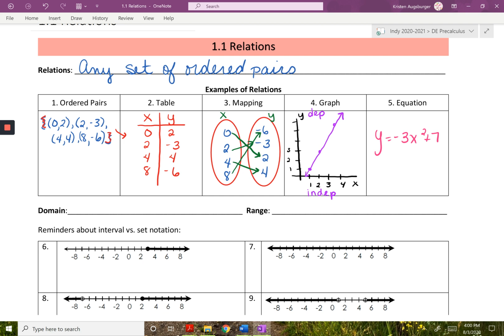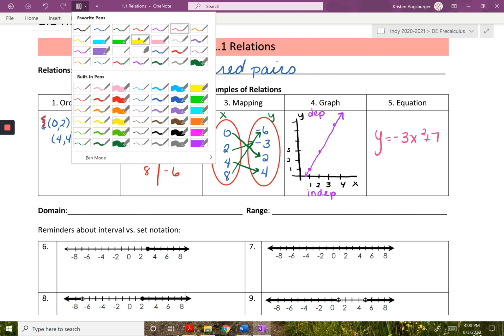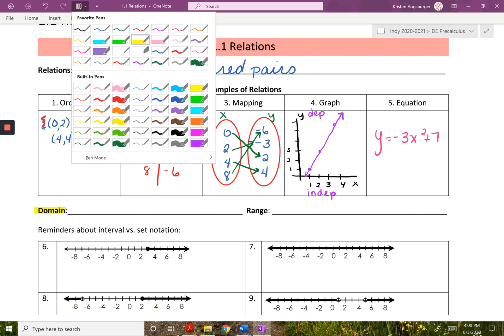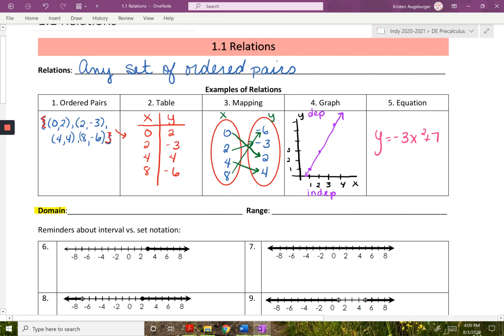So when we do this, what does each section represent? Well, first we have the domain. The domain is going to be the set of all x values.